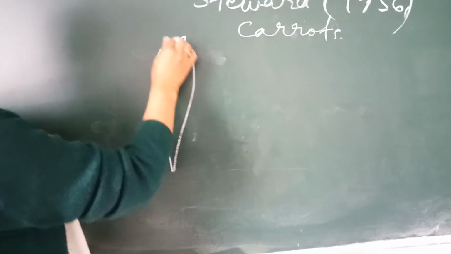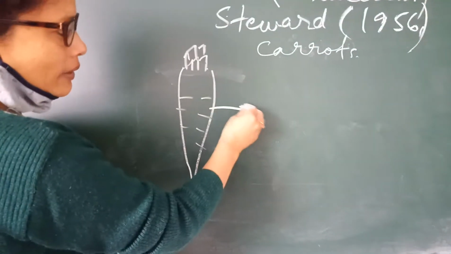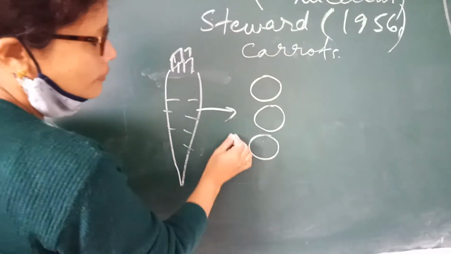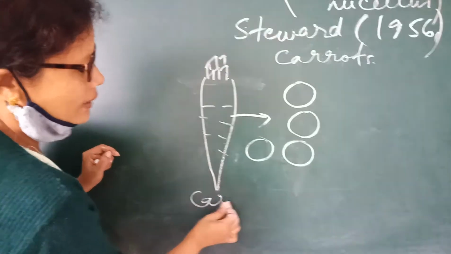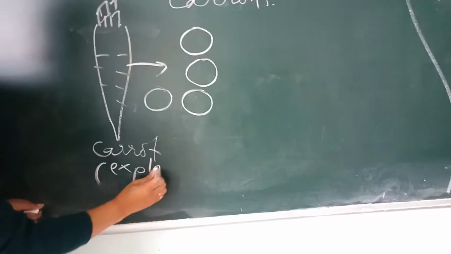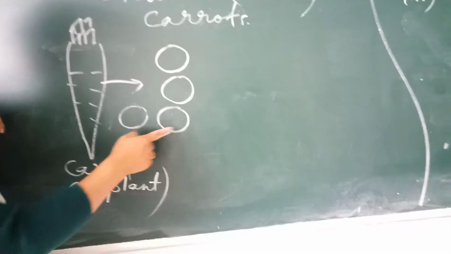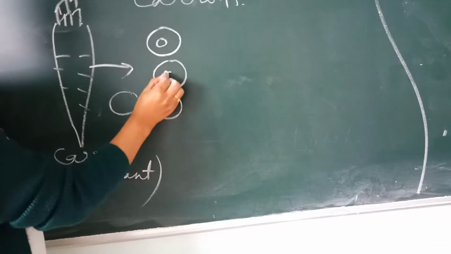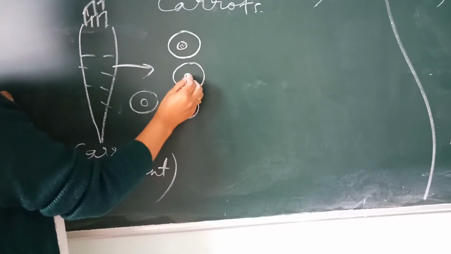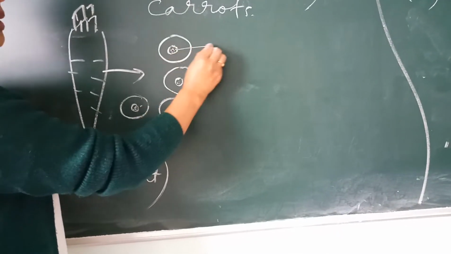If this is a carrot, so carrot is like this. He took the carrot, what did he do? He cut thin sections of the carrots. So your carrot is your starting material, the explant. He took the carrot and made it into these thin slices, and they should contain this at the center. When you slice a carrot, you will see that at the center there is a tissue which is orange in color.